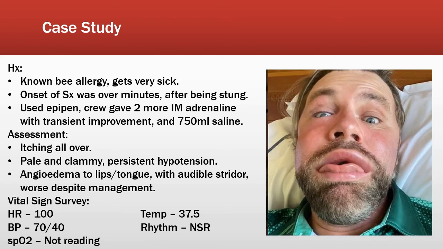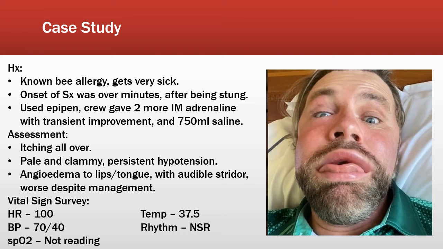So of course he was stung, and the onset of his symptoms was over a couple of minutes. He used his EpiPen, which he carries with him, and the arriving crew gave him 2 more doses of IM adrenaline, which they report gave him a transient improvement in his condition, but then he would slip back to being crappy again. They've also given him 750 mils of saline because he was hypotensive.